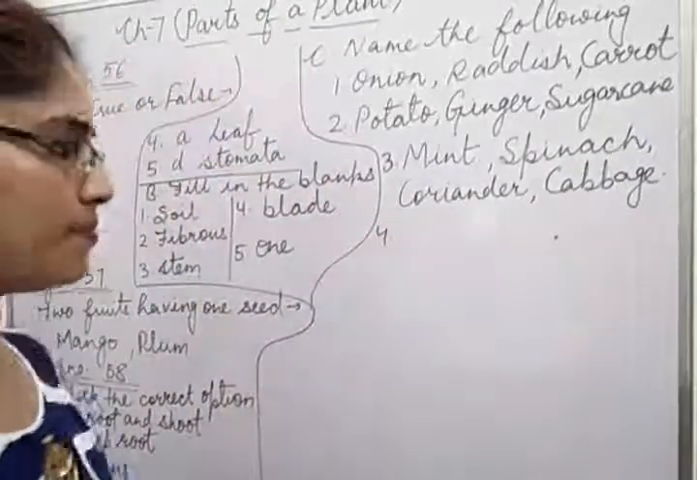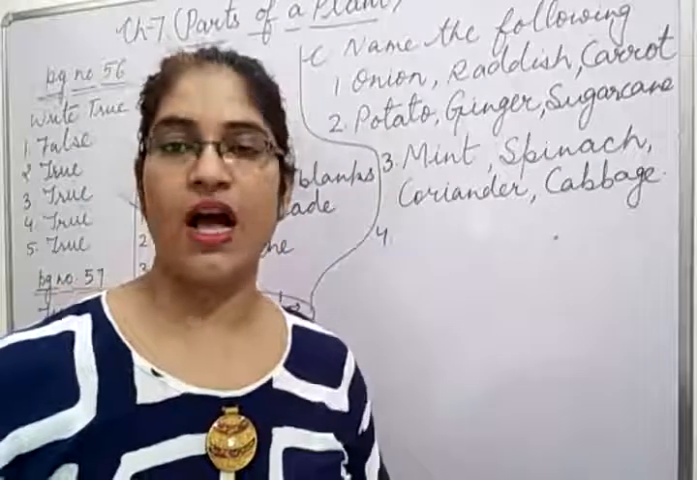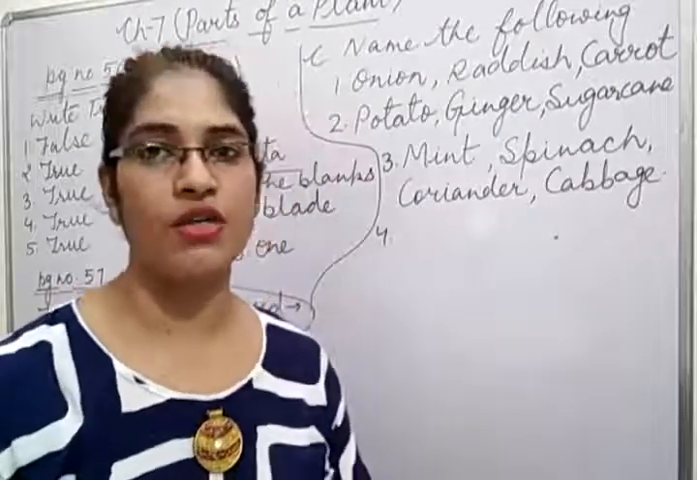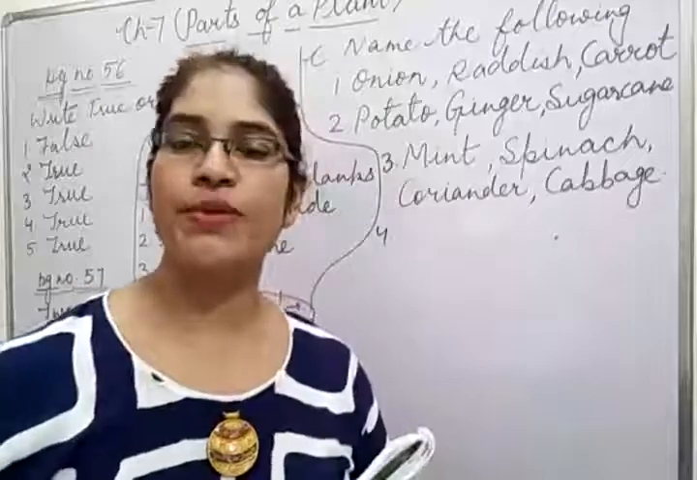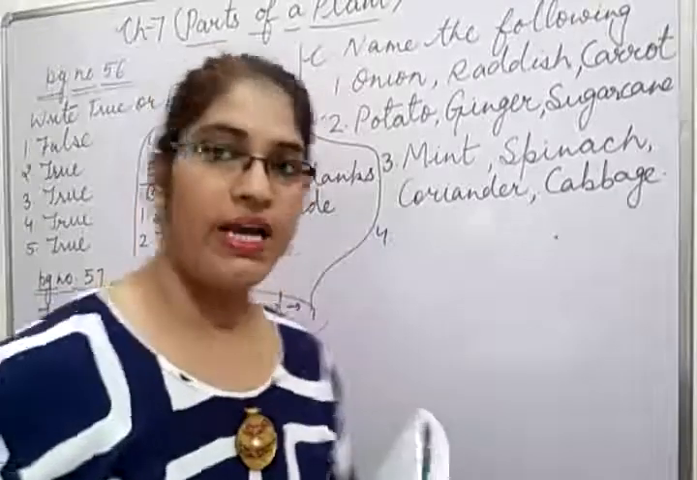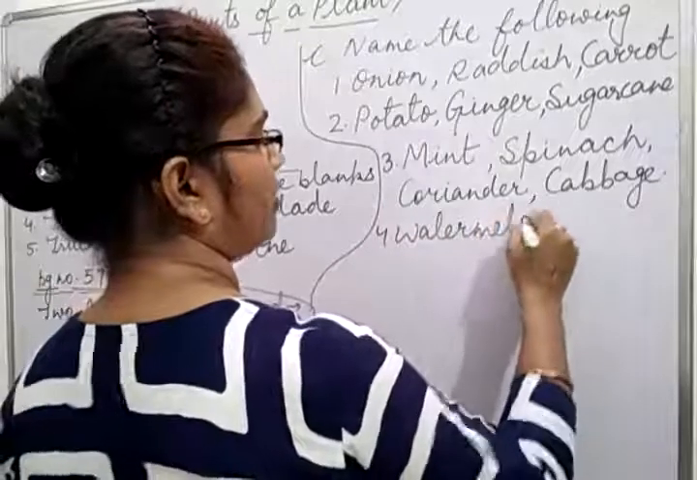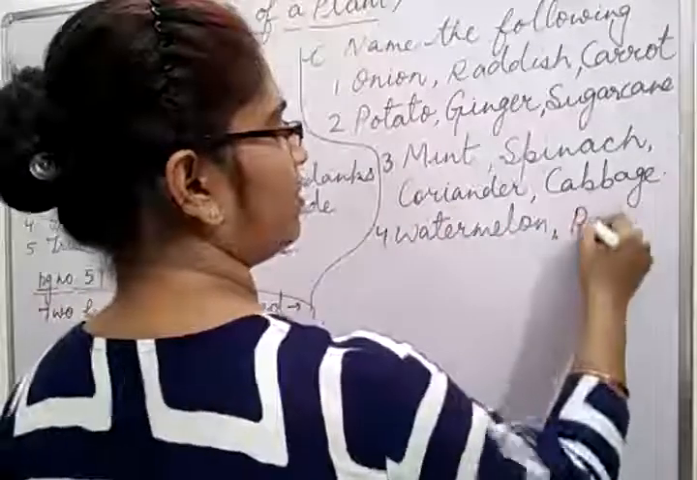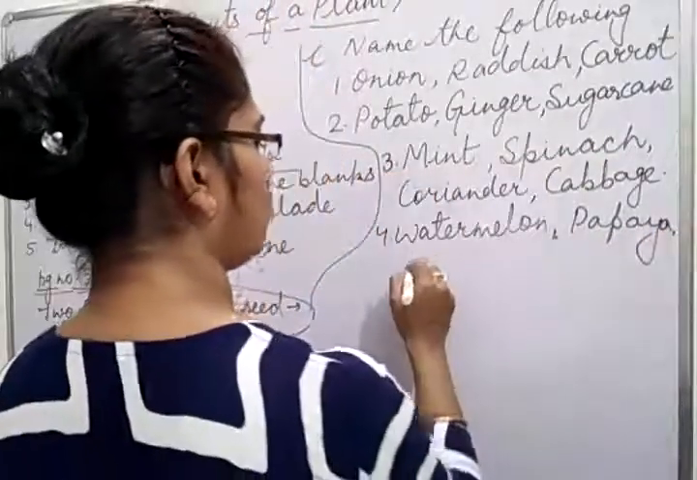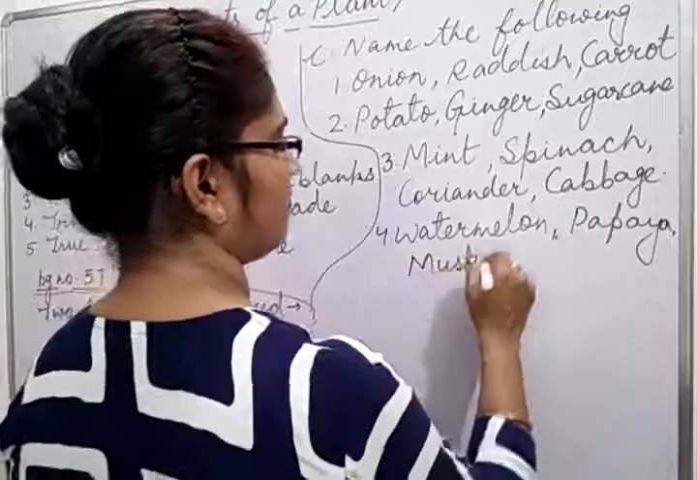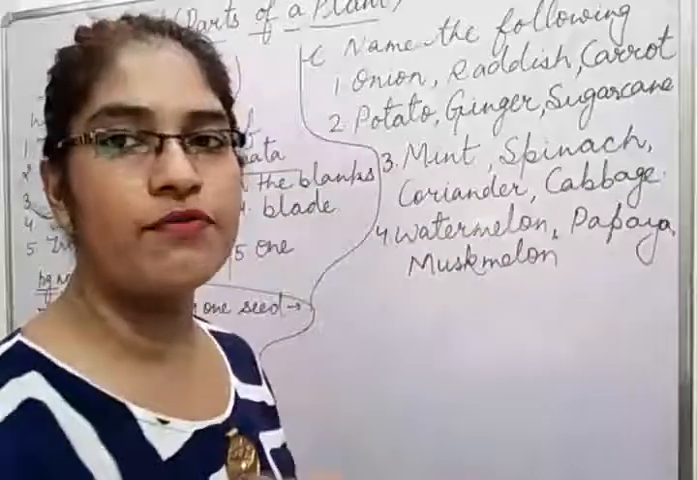Then fourth one is 3 fruits having many seeds. You have to tell any 3 fruits which have many seeds. So which fruits have so many seeds? That is, watermelon you can write down. Watermelon, papaya also has so many seeds, and you can write down muskmelon. Okay children, these spellings are very big, you have to write them carefully.